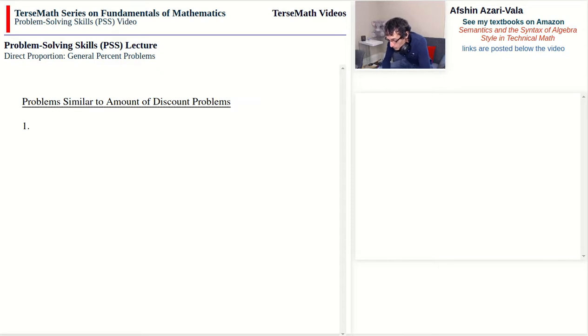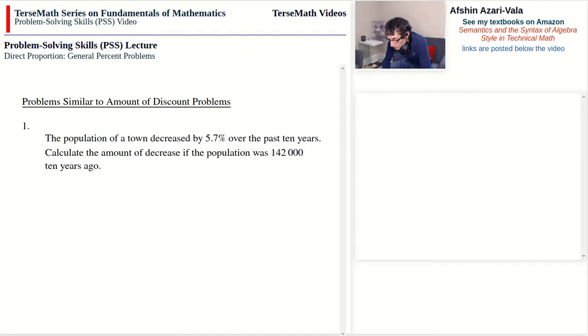We'll start with problems that are similar to amount of discount, problems that require that you find the amount of discount. Problem 1 says the population of a town decreased by 5.7% over the past 10 years. Calculate the amount of decrease if the population was 142,000 10 years ago. And if you think about this problem, you notice that it is similar to an amount of discount problem. In an amount of discount problem, we have a decrease in price, and this is similar to that in the sense that the population decreases.